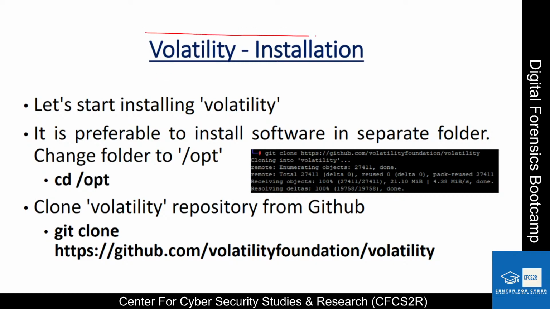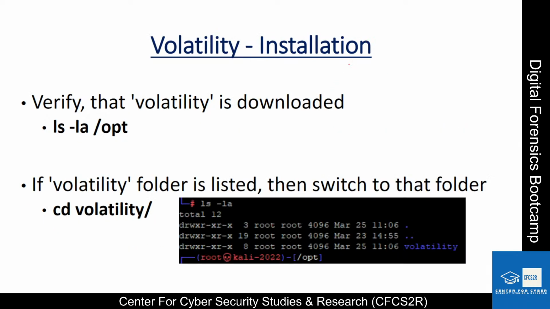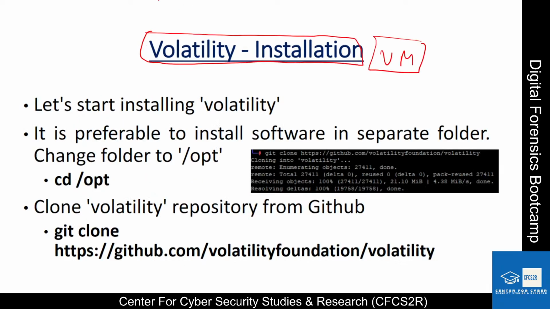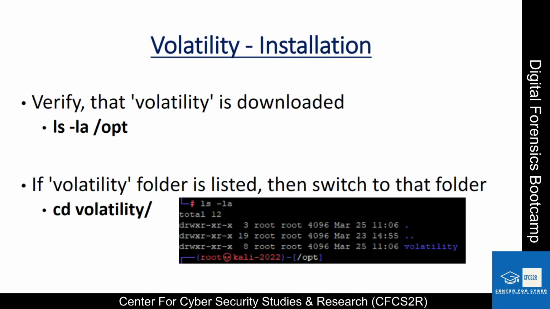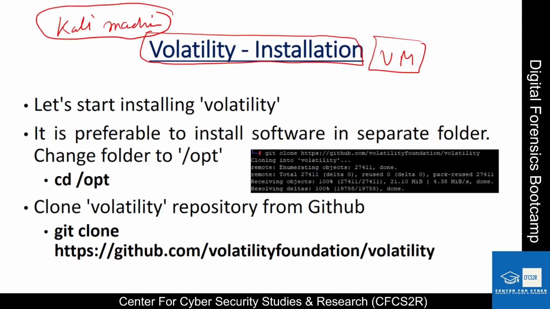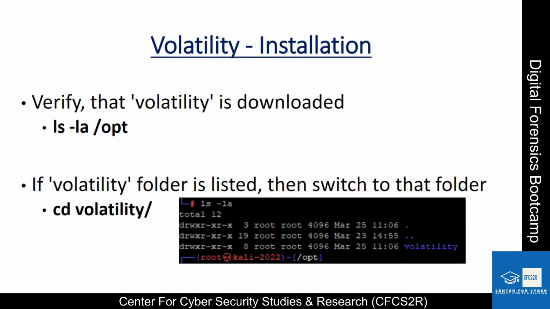So to start with the Volatility installation, you have to create a separate VM. And there is a proper installation process you can do in your Kali machine. So we will be sharing this PDF with you, and all the installation steps are available, because installation of Volatility is not an easy task. Using the step by step, you can download and install Volatility.